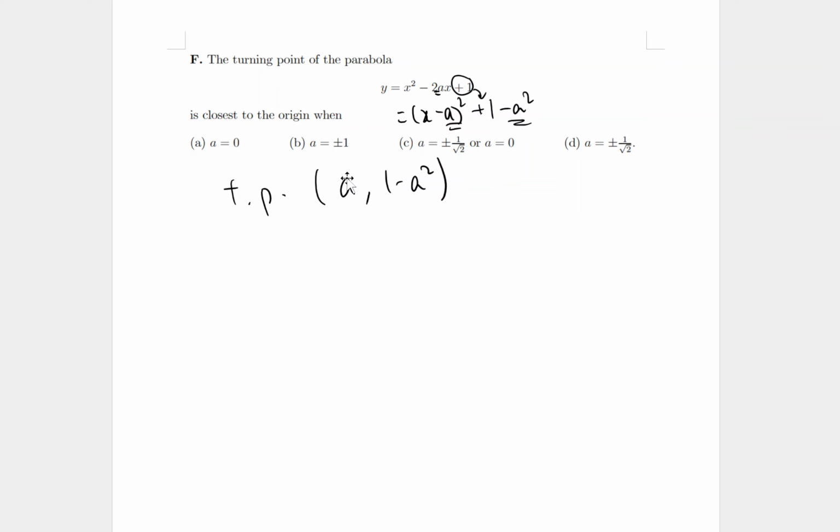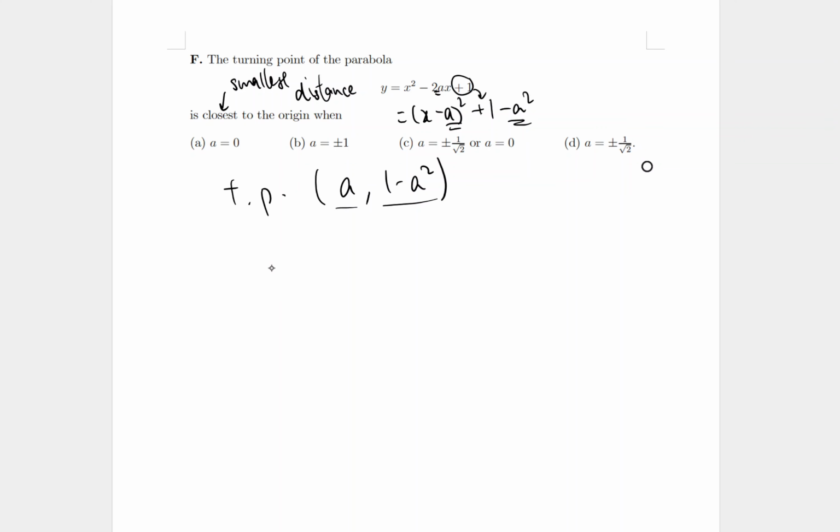So this turning point is closest to origin. Now, what does closest mean? Closest basically means the smallest distance, right? So if we could find an expression for the distance, and then find the smallest, then that would be fine. So what would be the expression for the distance for this point compared to the origin?